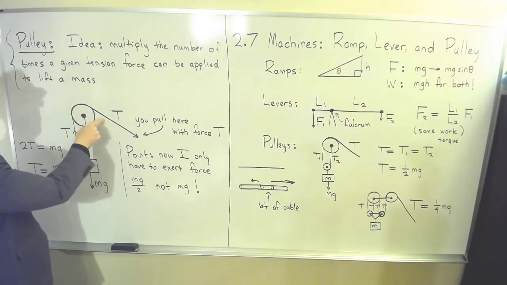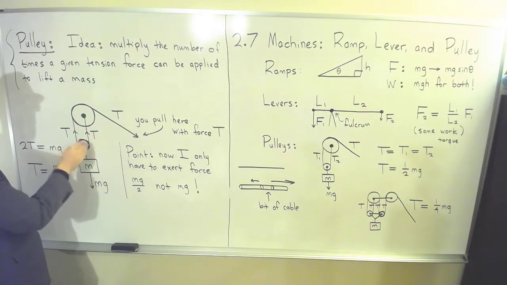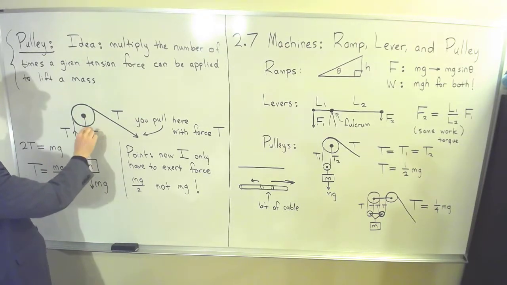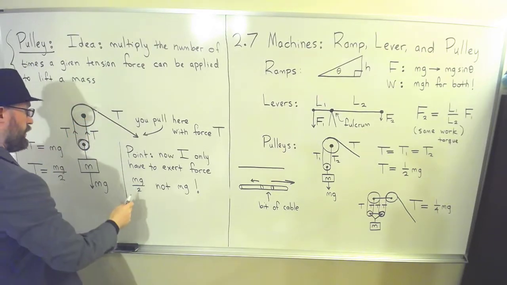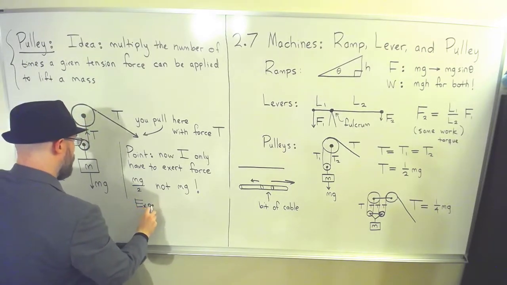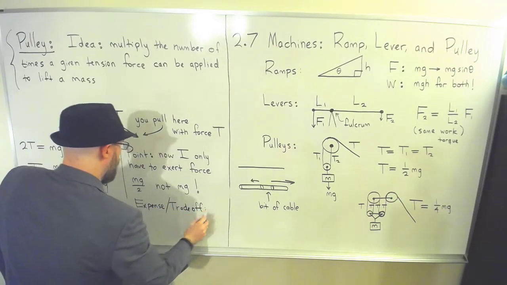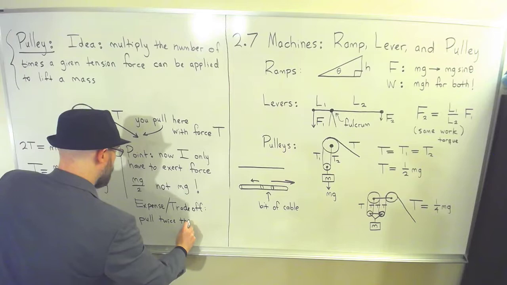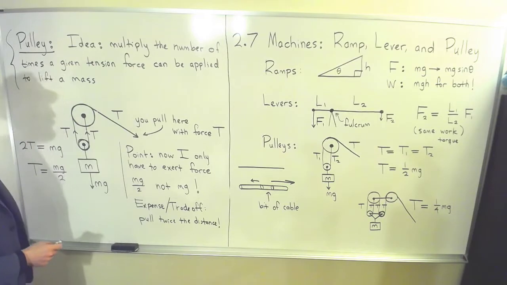To say that another way, however much this mass moves up, then this little pulley will move up, and this distance here will be shortened, and this distance here will be shortened, but this distance here will be lengthened by both of those, by the amount this was shortened and the amount that was shortened, so twice. So the expense or the trade-off is you have to pull twice the distance. That's what the trade-off is.